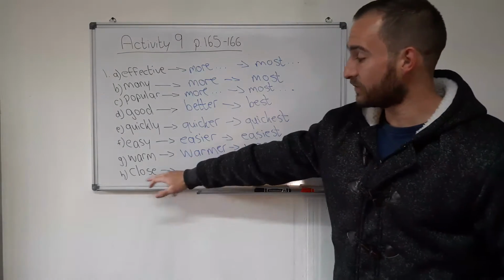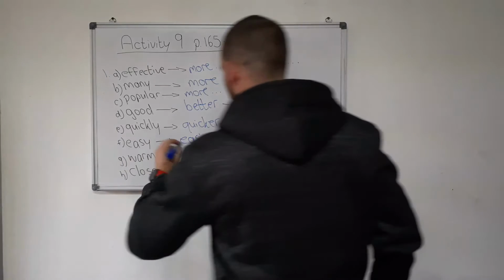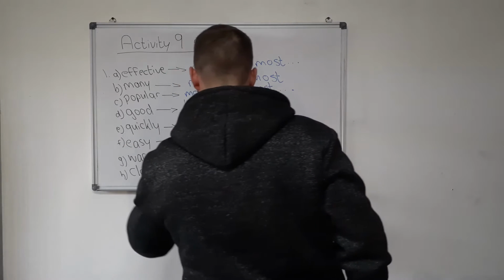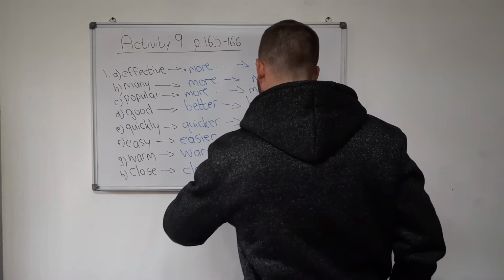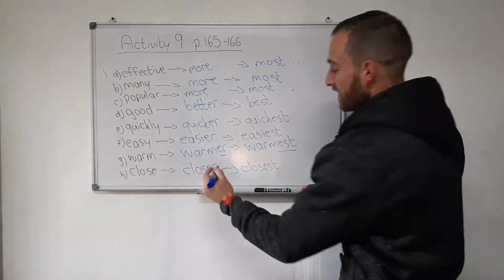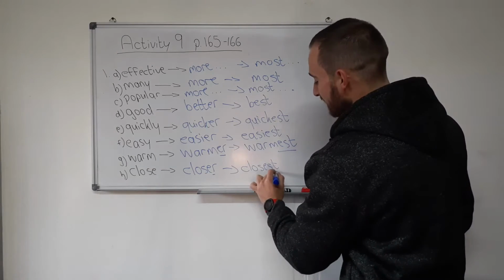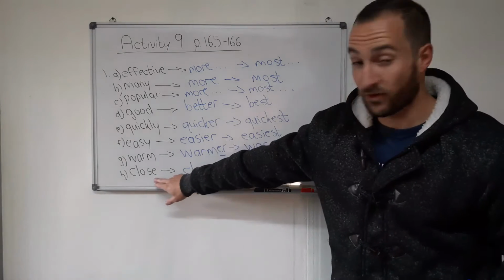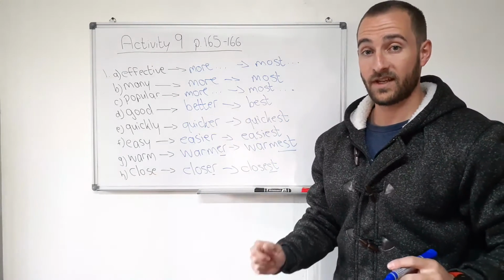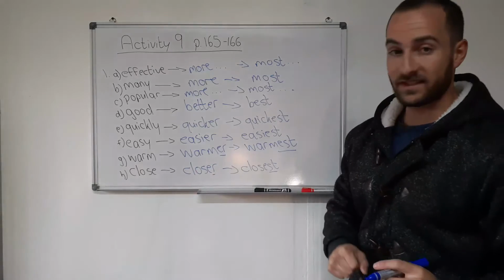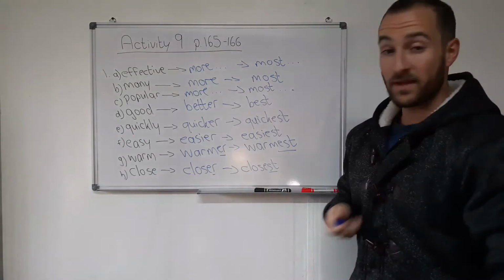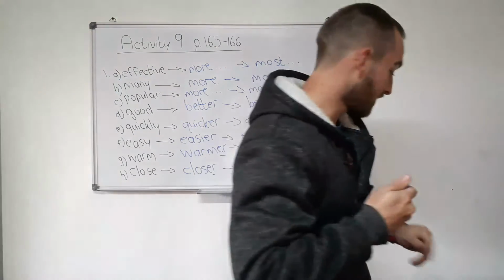So now we get close, which is our last one, and we've got closer, and then we've got closest. Again, you will see that there is an ER and an EST, but because my positive form ends on an E, I don't add another E. So that E just stays the same there. It just gets the R at the end. I hope that makes sense. I hope you've got that under control.